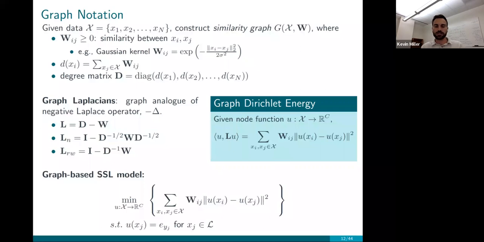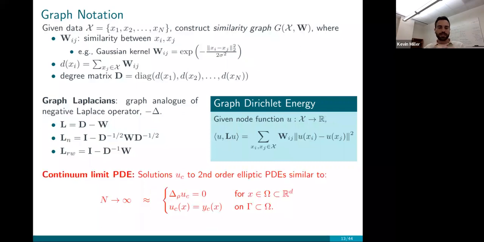So recall that the y_j's are integers between 1 and capital C. And so e_{y_j} will be the standard basis vector with a 1 in the entry corresponding to the y_j-th entry. So then here, what we're doing is we're fixing the node function at the labeled nodes and then learning an interpolating function between those fixed node outputs, where the smoothness of the interpolating function is determined by the graph topology.